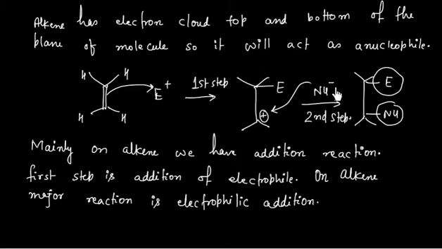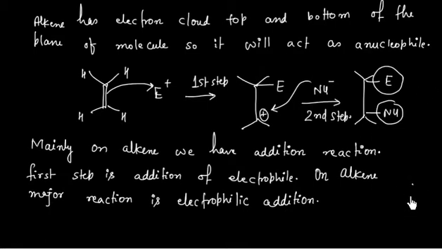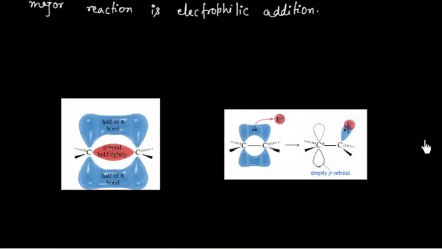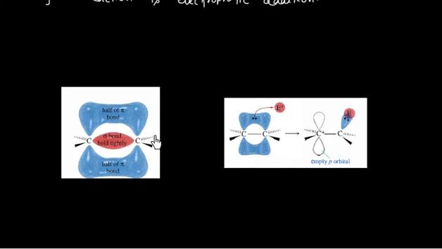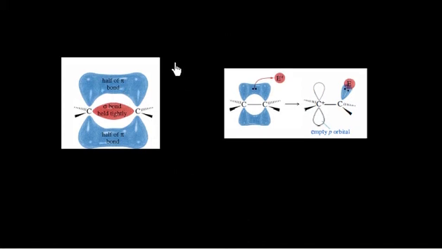We can show the same thing by a three-dimensional electron cloud. So you see, this is the sigma plane, that is planar, with the sigma bond in this plane, and this is the pi bond. We have this pi bond perpendicular to this plane. When an electrophile comes closer to this electron cloud, the electrophile gets attracted by this electron cloud.